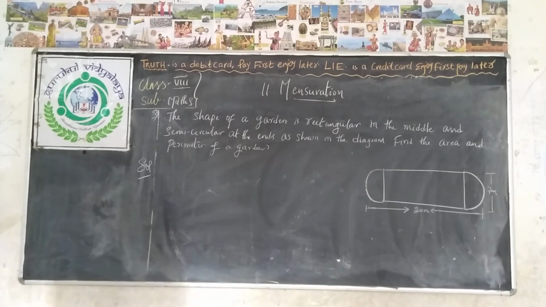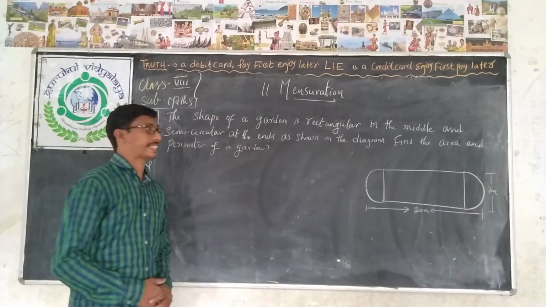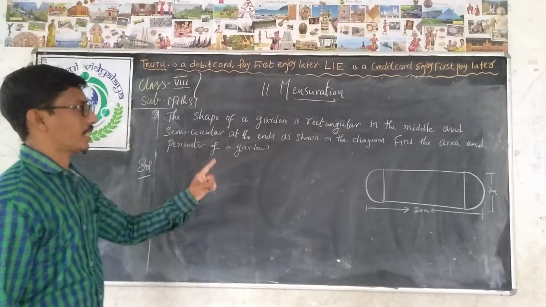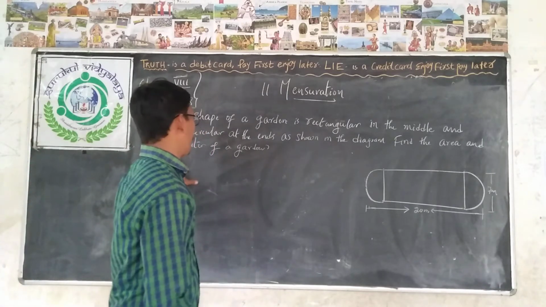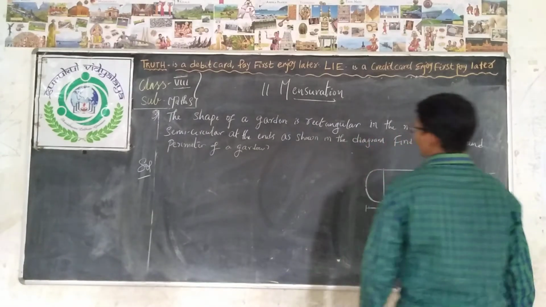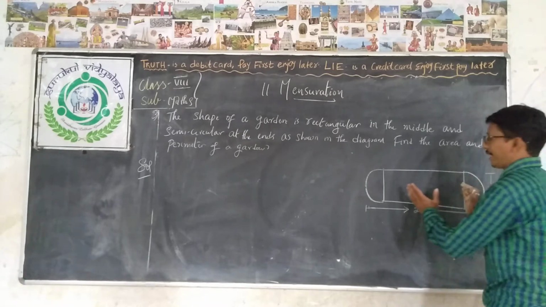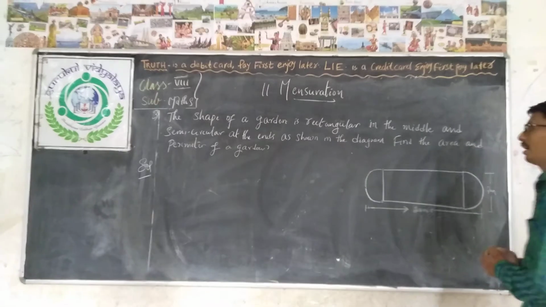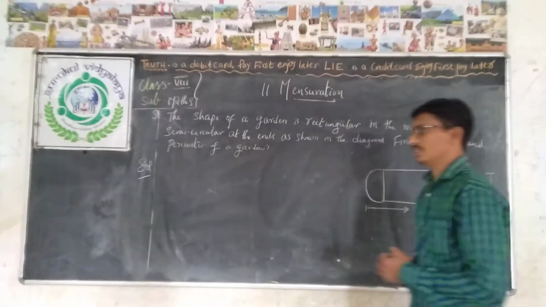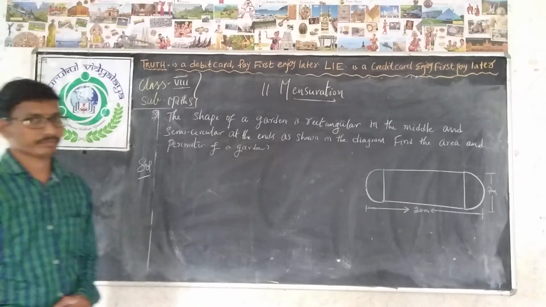Okay, children. The third problem. The shape of a garden is rectangular in the middle and semicircular at the ends, as shown in the diagram. Find the area and perimeter of the garden. Totally the garden is given in this shape. What is given in the middle? A rectangular shape. And at the ends? Semicircular ends. So you have to find the area and perimeter both.